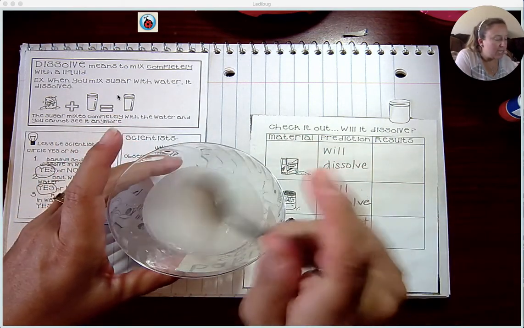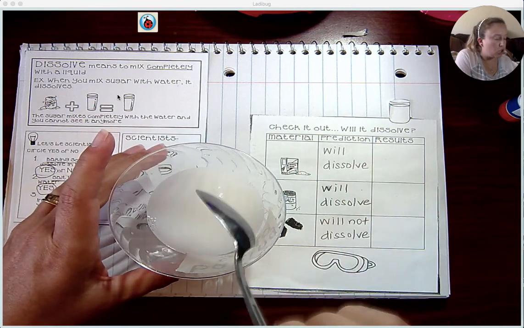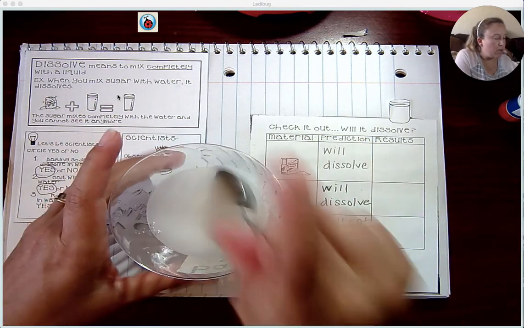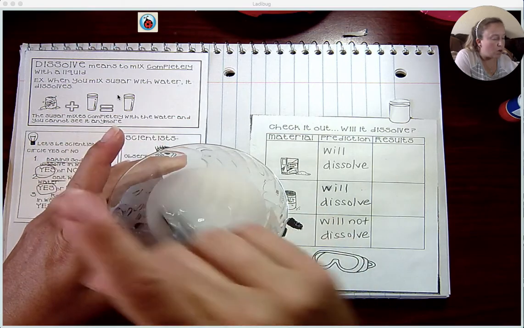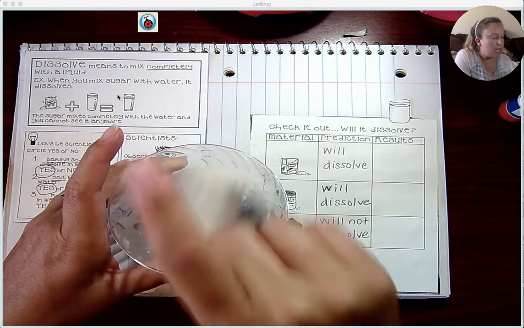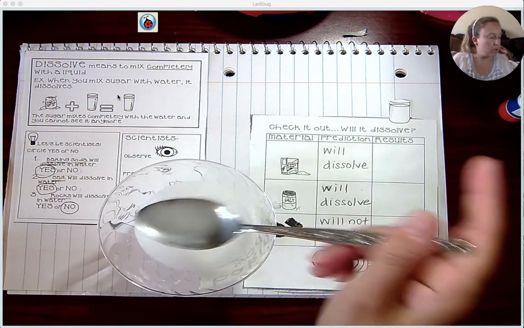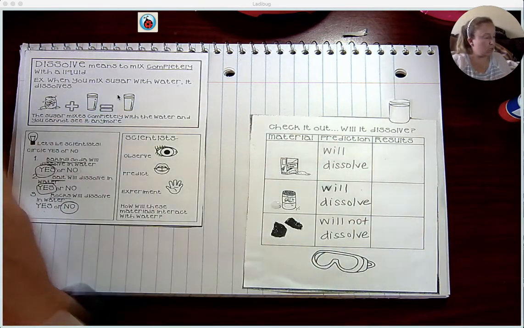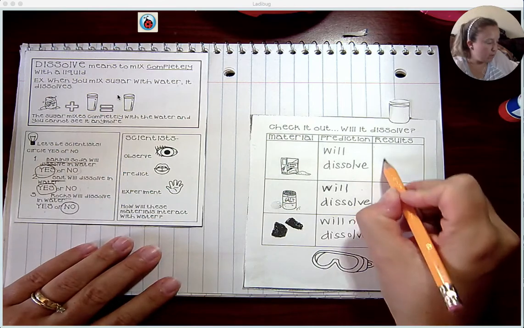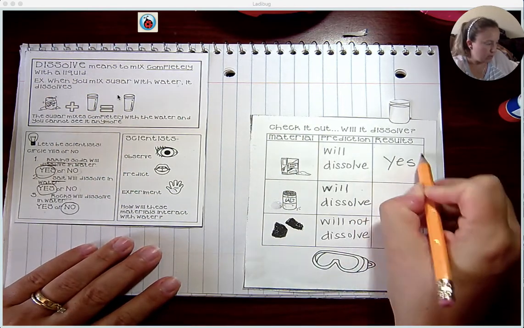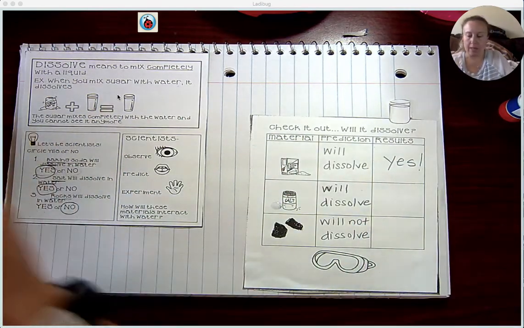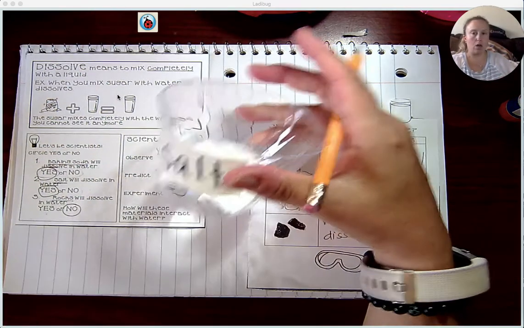That's because this has become a mixture. The baking soda has mixed with the water to create a mixture. The baking soda has dissolved in the liquid. So, did the baking soda dissolve? Yes.